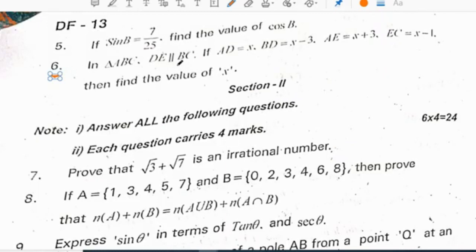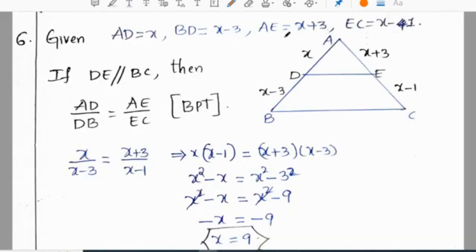Sixth question. In triangle ABC, DE is parallel to BC, AD is equal to x, BD is equal to x minus 3, AE is equal to x plus 3, EC is equal to x minus 1. Find the value of x. So given AD is equal to x, BD is equal to x minus 3, AE is equal to x plus 3, EC is equal to x minus 1.